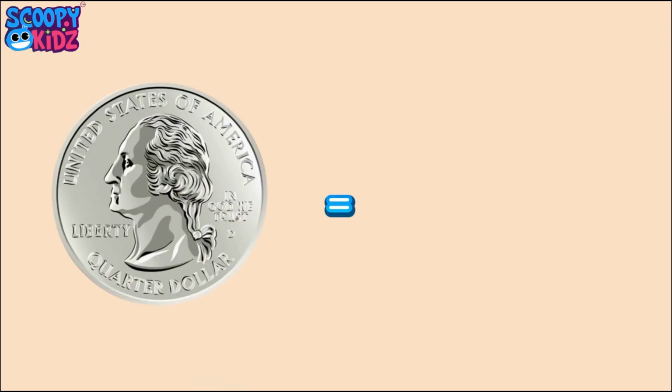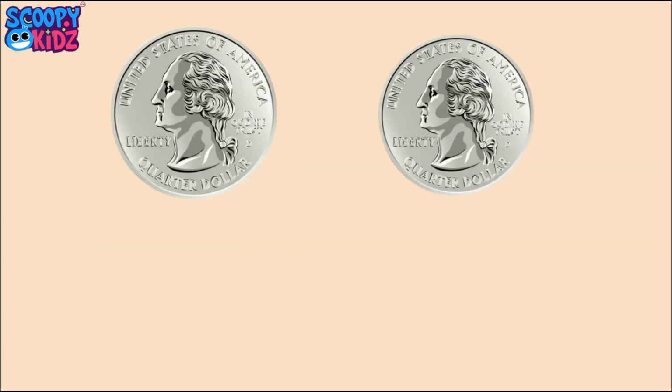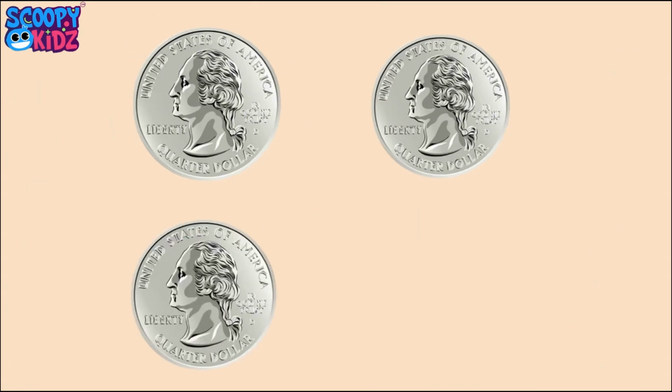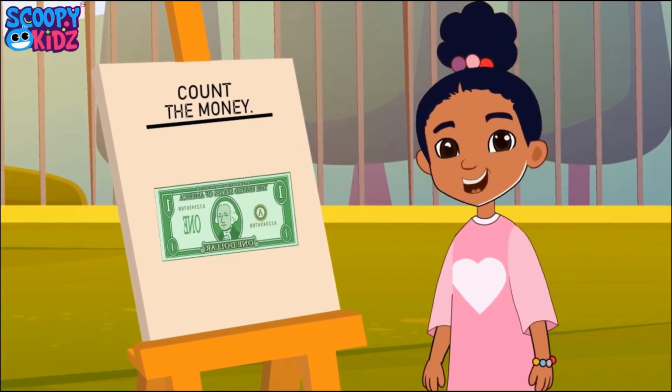A quarter is worth 25 cents. When you have 1 quarter, that's 25 cents. When you add another quarter, now it's 50 cents. Add 1 more quarter, you have 75 cents. Add the 4th quarter, now we see you have $1.